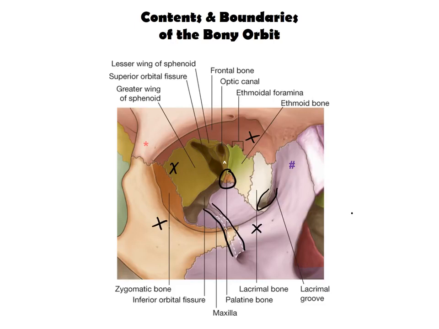And lastly, the ethmoid bone forms the posterior aspect of the medial wall of the orbit. Here's the ethmoid bone. Just deep to the ethmoid bone are the ethmoid air cells, which are part of a collection of pneumatic sinuses that surround the orbit.